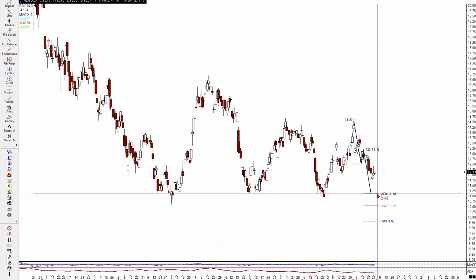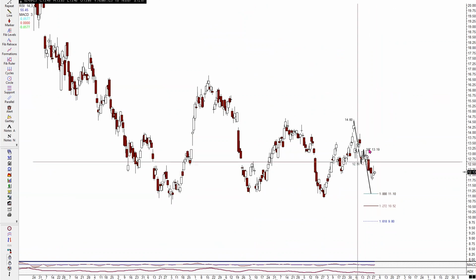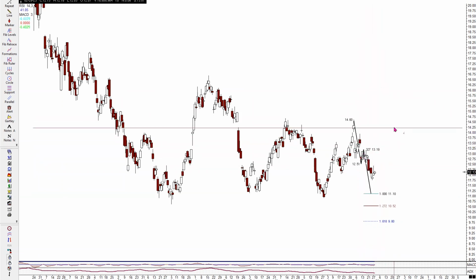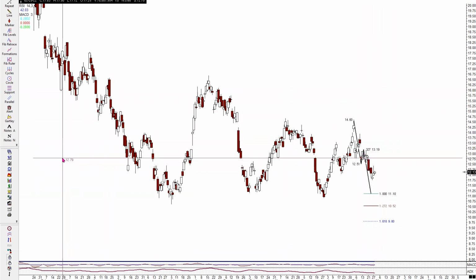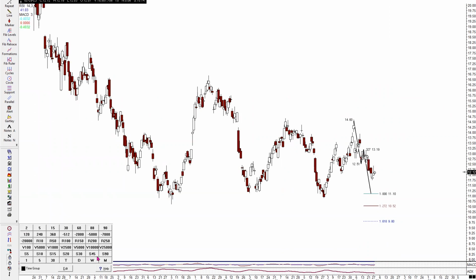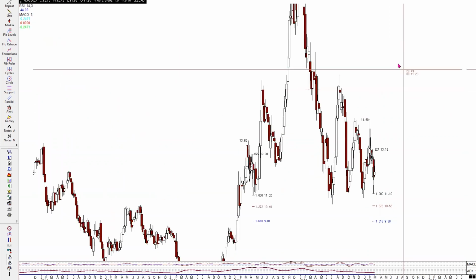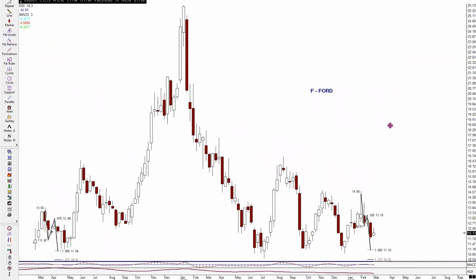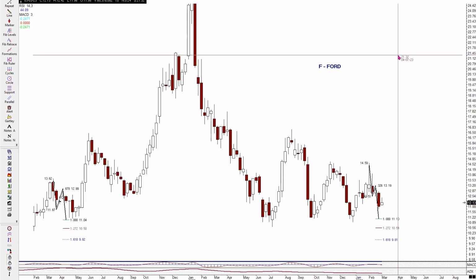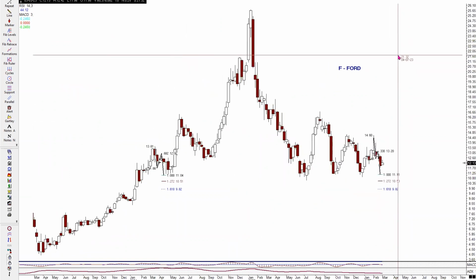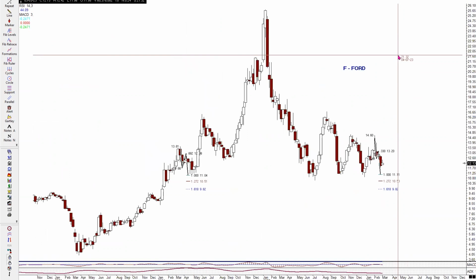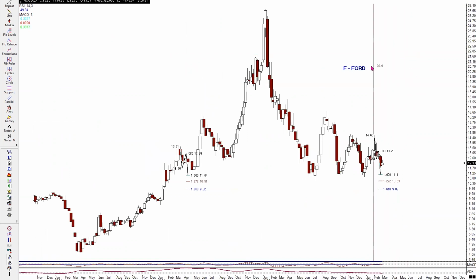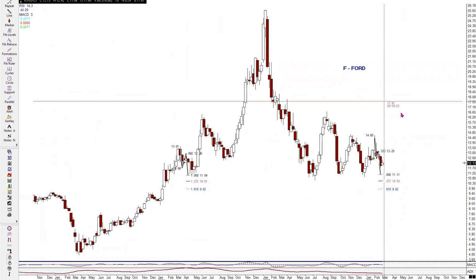Now, when you're doing your analysis, try and look at several time frames. So we're starting on a daily. What I like to do is also go out to another time frame, because sometimes that's going to give you a little bit more of a view of what's happening, and sometimes you see something else, and that's what happened when I was doing the analysis on Ford the other day.